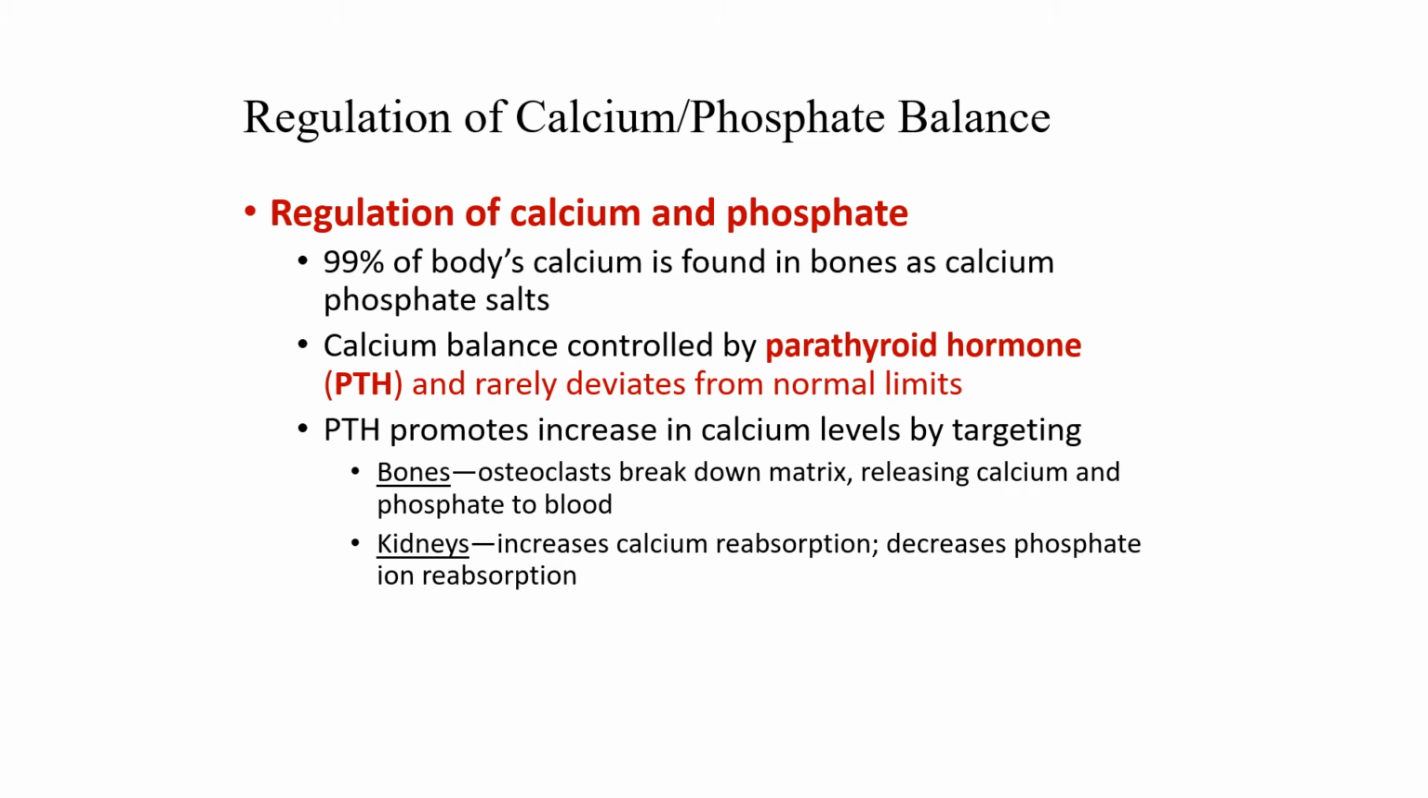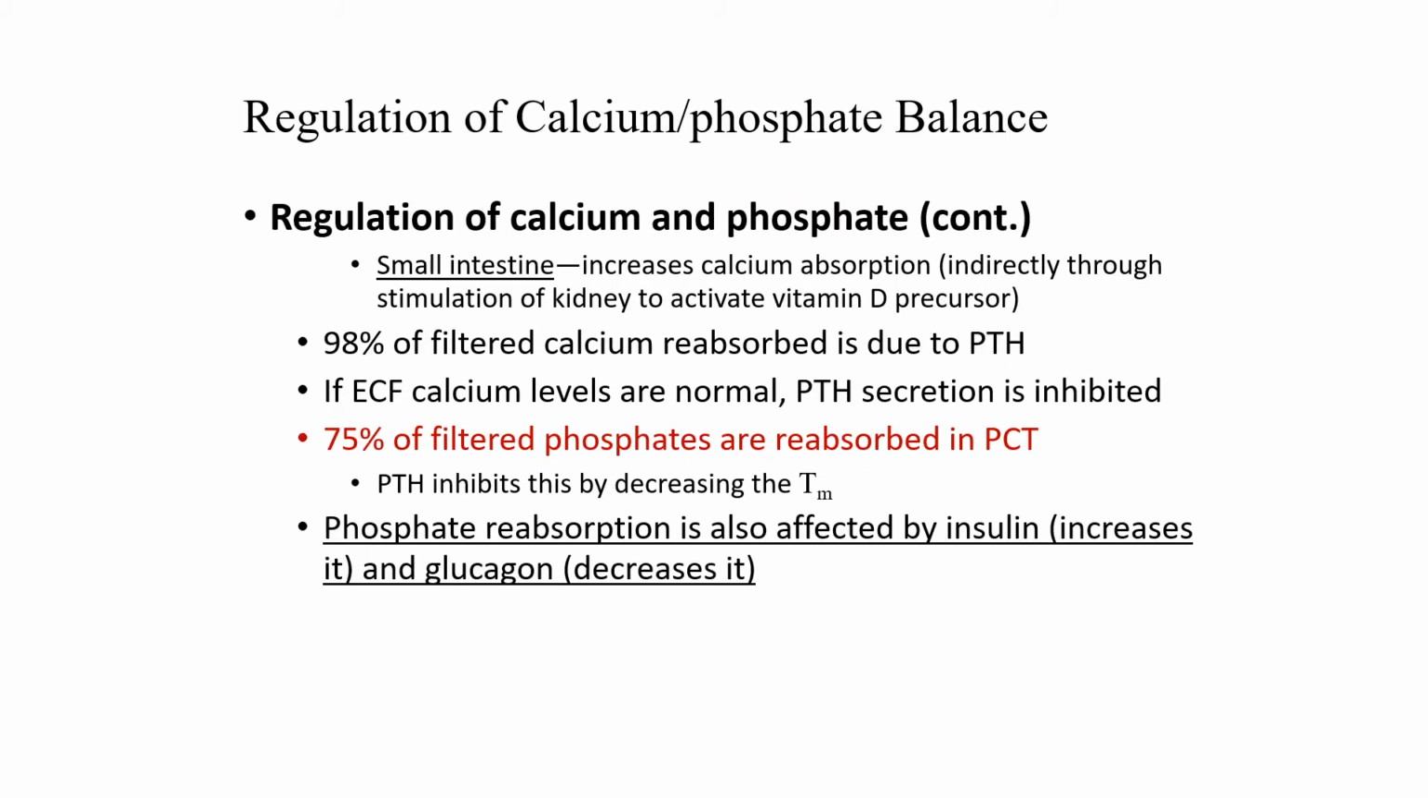So PTH is going to target the bones. It'll cause the osteoclasts to break down the bone matrix, releasing calcium and phosphate. And then it will work on the kidneys to increase calcium reabsorption and decrease phosphate ion reabsorption. Why is calcium important? Well, remember, it's calcium that is necessary for muscle contractions. The small intestine is going to increase calcium absorption, okay? And this helps to activate vitamin D. So filtered calcium is reabsorbed due to PTH. If extracellular calcium levels are normal, PTH will not be secreted, and everything is cool.